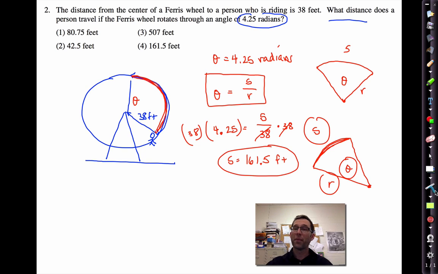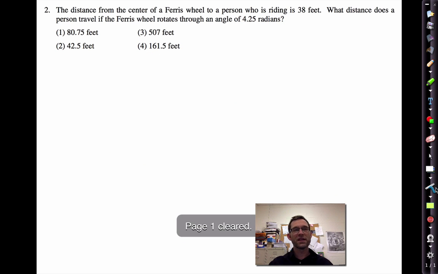All right, I'm going to clear this out, so write down anything you need to. Let me circle the right answer, 161.5 feet. Okay, let's go on. Let's take a look at another problem.